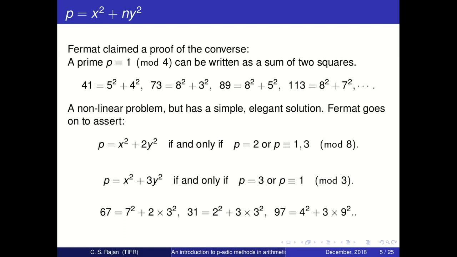So the left hand side, you are talking about primes, which have some very random behavior. You are trying to write them in terms of values of some quadratic polynomial, which is a quadratic phenomenon. But on the other hand, the right hand side has an extremely simple solution, just in terms of remainders.